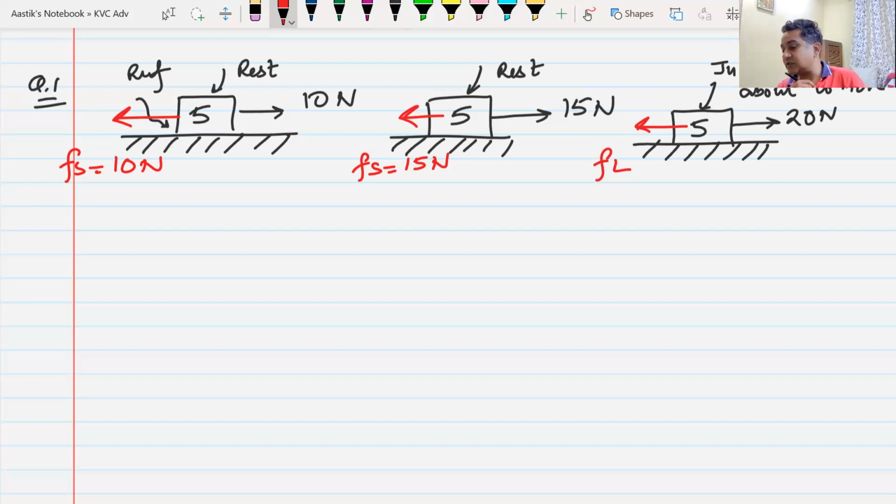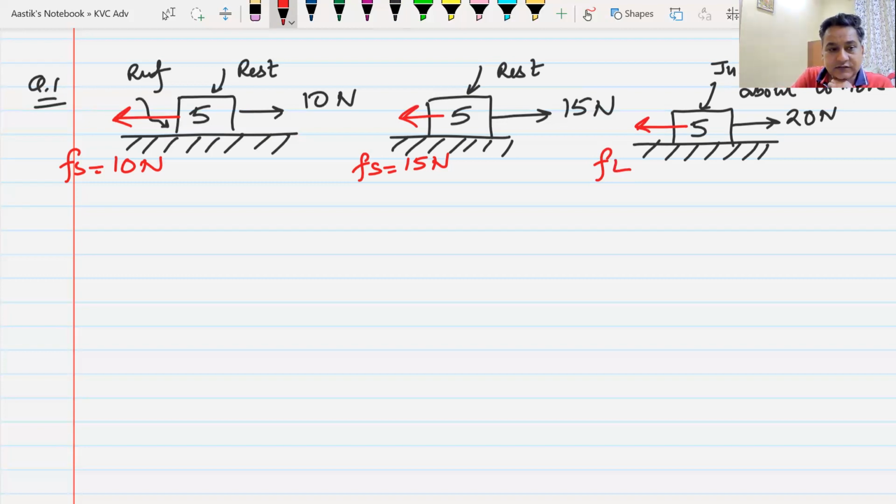The body has not moved, but it is just about to move. That means the friction has reached its maximum value. Do we understand this? Yes or no?